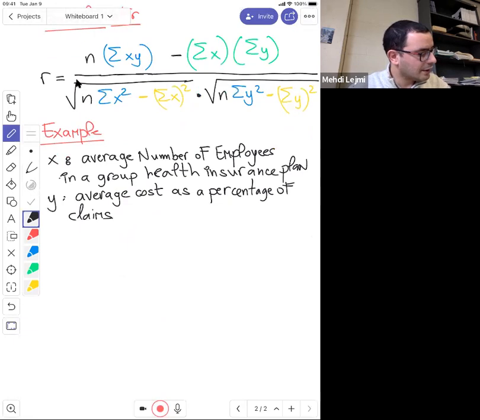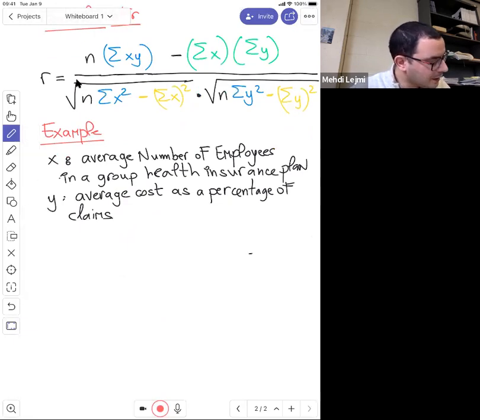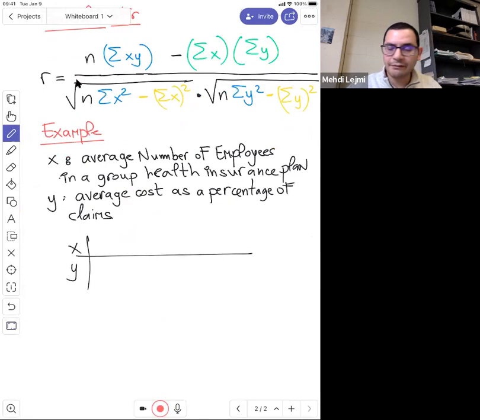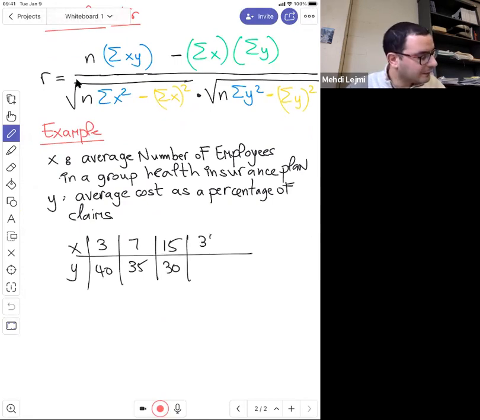Let me write down the numbers again. We had five data pairs. When x is 3, y is 40. When x is 7, y is 35. When x is 15, the corresponding y is 30. When x is 35, the corresponding y is 25. And when x is 75, the corresponding y is 18.